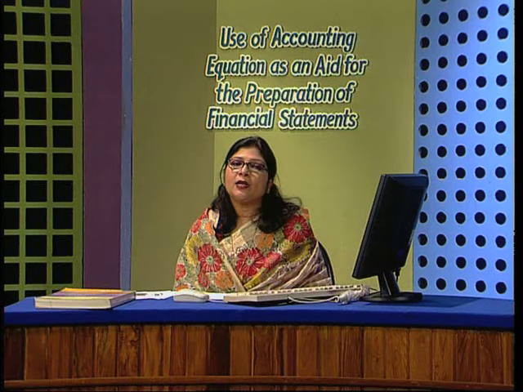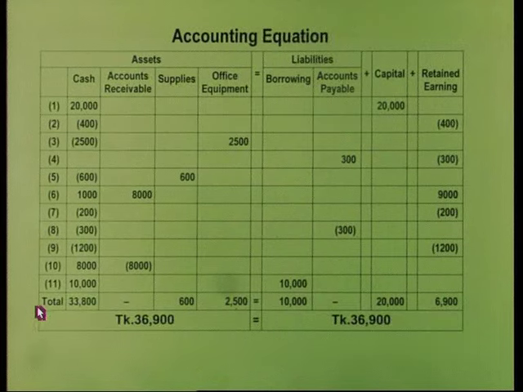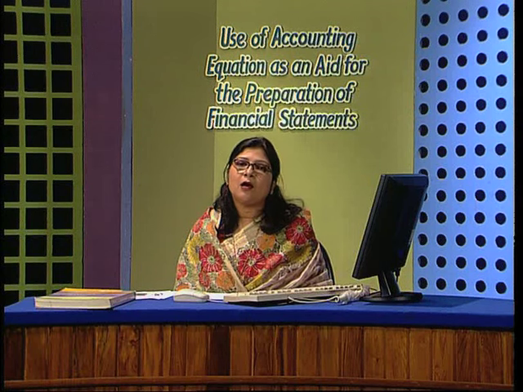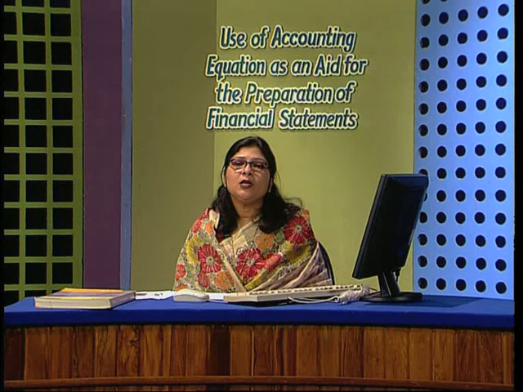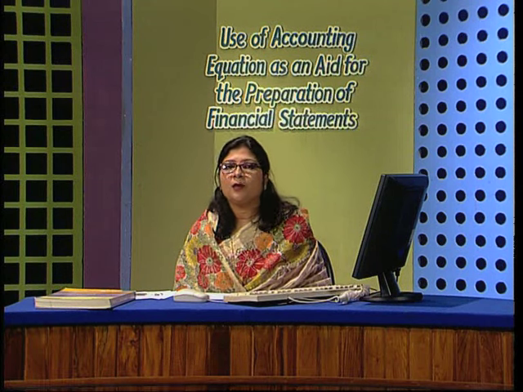Dear students, look at the cash column of the accounting equation. We have exactly the same amount in the cash column of the accounting equation, which is also 33,800. So you can understand how the accounting equation helps us for the preparation of financial statements. Only with the help of the cash column, we can prepare the cash flow statement.